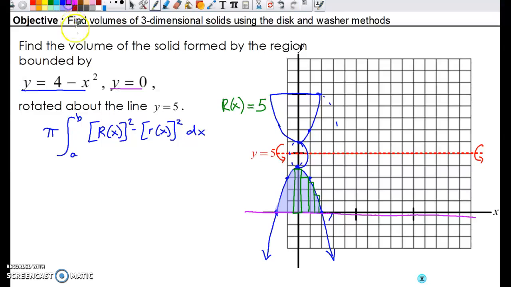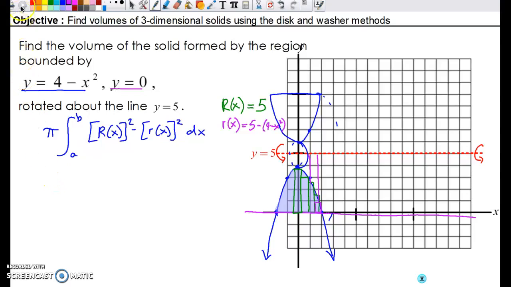Now the lowercase r of x is really sort of tricky to think about. I'm going to try to go slowly through this to help it sink in. If you think about how far the distance from the red line is to the blue line, you start at 5 and you just subtract the boundary line. So for instance, if I wanted this distance right here, I would take 5 minus whatever the blue value is, and then I get that purple line. If I wanted this purple line for the lower boundary of the rectangle here, it'd be 5 minus whatever that value is. So lowercase r of x is 5 minus the function 4 minus x squared.